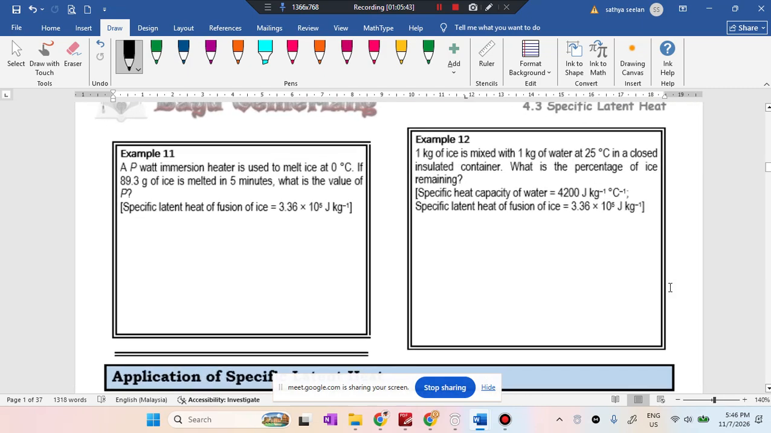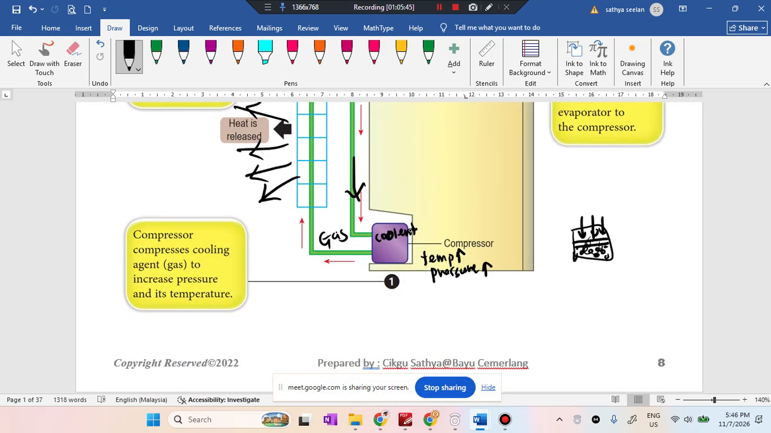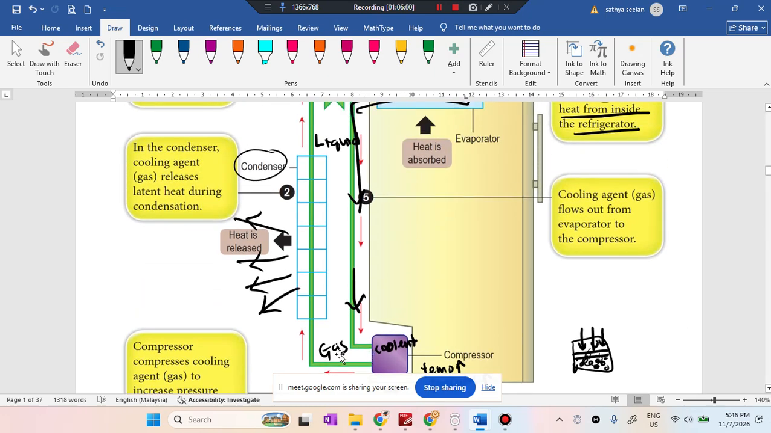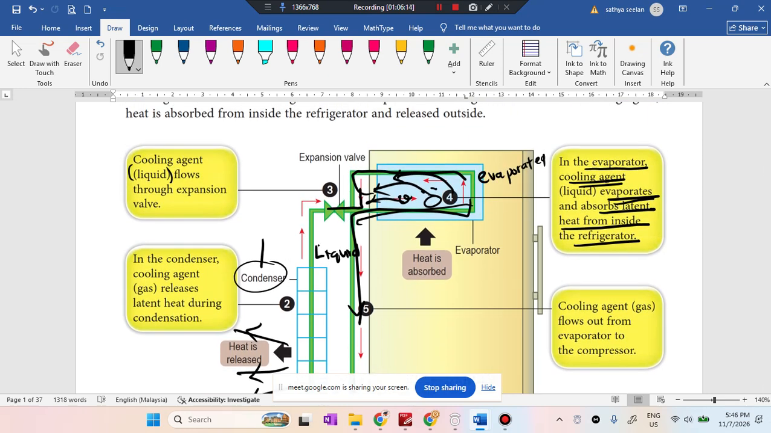Okay, I repeat again, listen carefully. First, your gas, coolant gas. I call it coolant gas, coolant liquid. Coolant gas you have to compress. When your coolant gas gets compressed, the temperature and pressure of the coolant gas increase. And this will flow through the condenser. At the condenser, a large amount of latent heat is released, because it is a condenser. Okay, so now the coolant liquid passes through the expansion valve. And then we have a box that we call the evaporator.